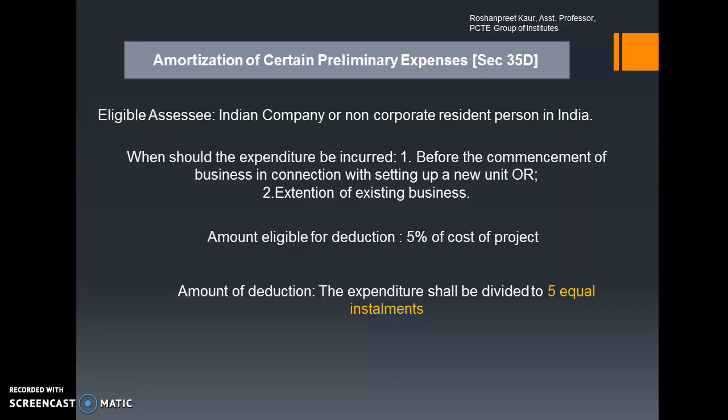So this was all with regard to section 35. Section 35 has points with regard to scientific research. Then section 35AD is special businesses, acquisition of technical know-how, acquisition of patents and copyrights. Then we have amortization of preliminary expenses. So this was all with regard to section 35.